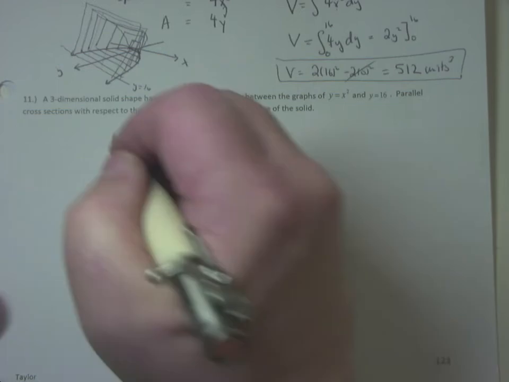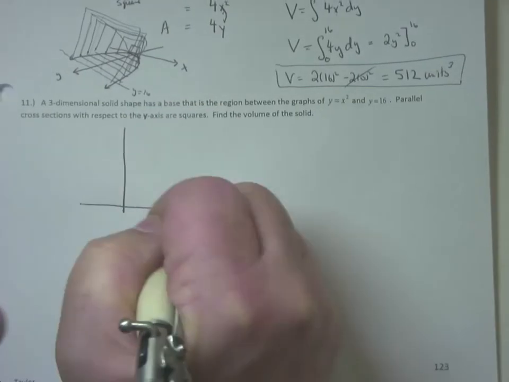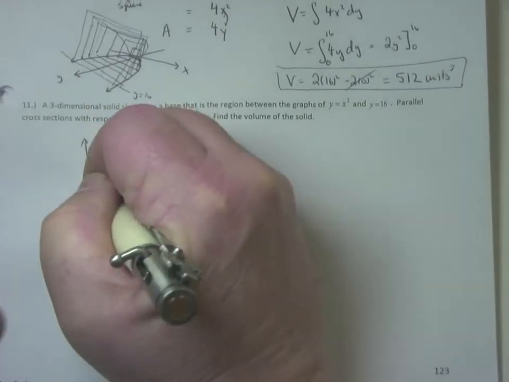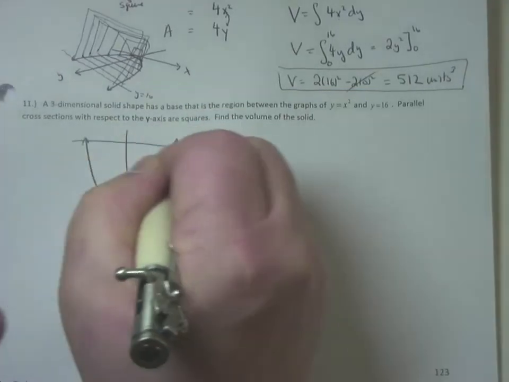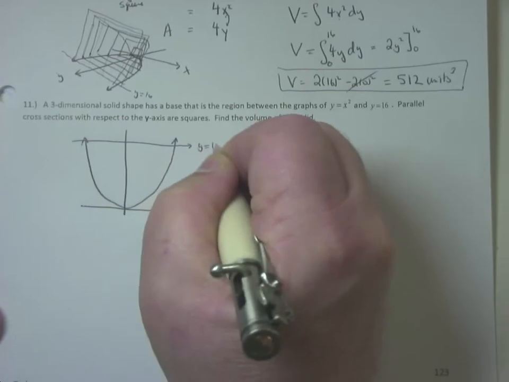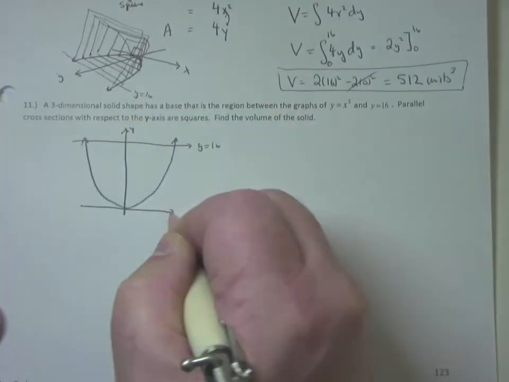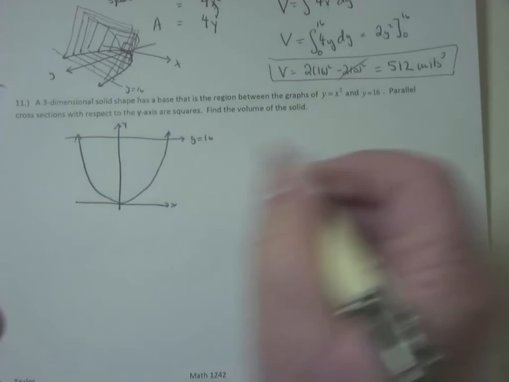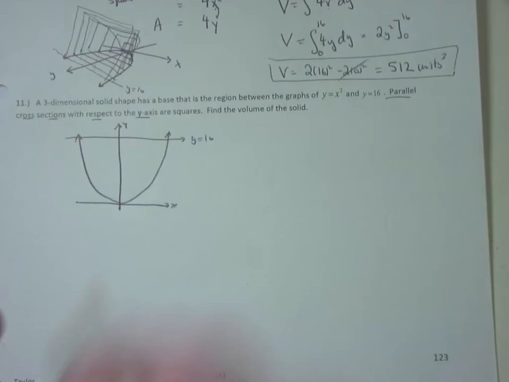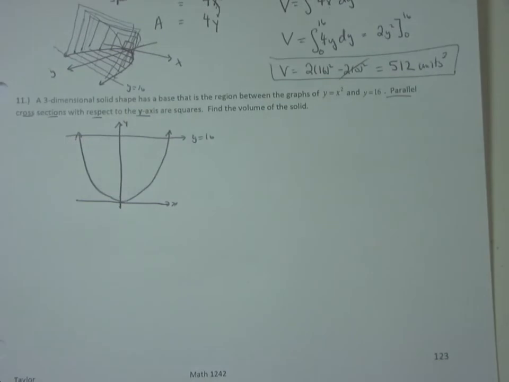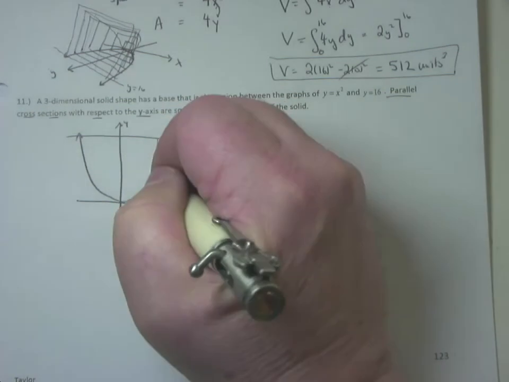So, once again, draw your base. Y equals x squared, parabola. Y equals 16. It's the same base as the last problem, right? What's different is this. Parallel cross sections with respect to the y-axis are squares. So, parallel to the y-axis. How are we slicing this thing? Vertically or horizontally? Vertically. We're slicing it this way.